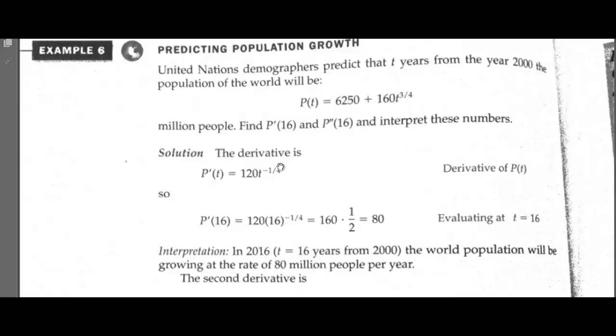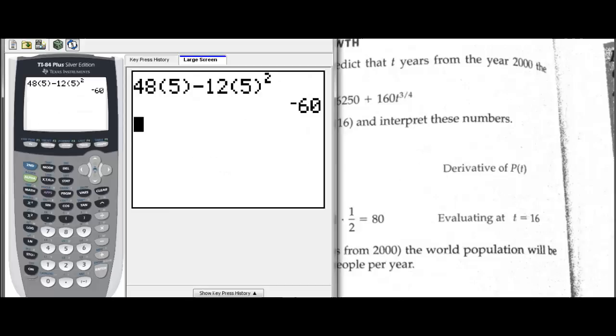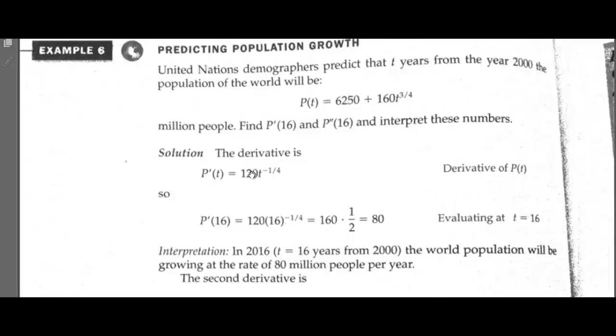Okay. So p prime of 16, the derivative of 6250 is 0. The 3/4 comes out front, so we need to multiply 3/4 by 160. Okay. We get 120. So that's where that 120 is coming from. t to the 3/4 minus 1 is minus 1/4. So for p prime of 16, you plug 16 into the function. Now remember, this is the 4th root.